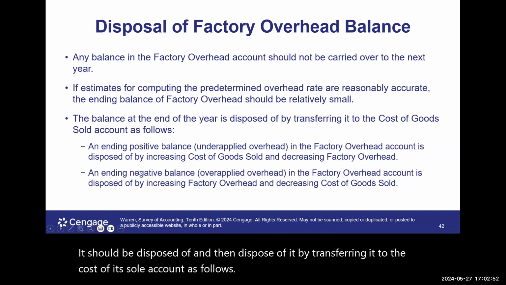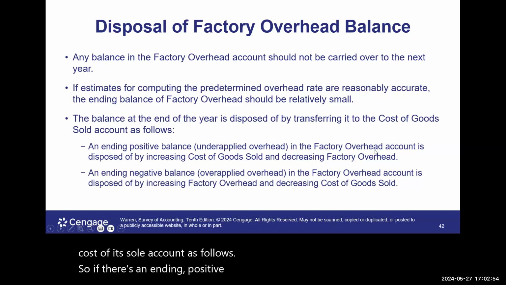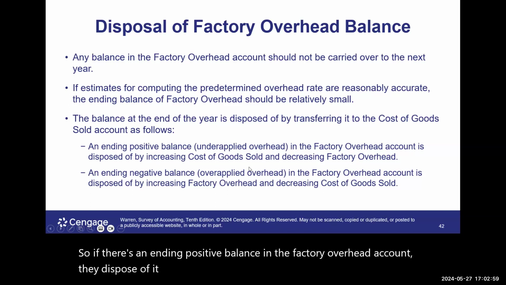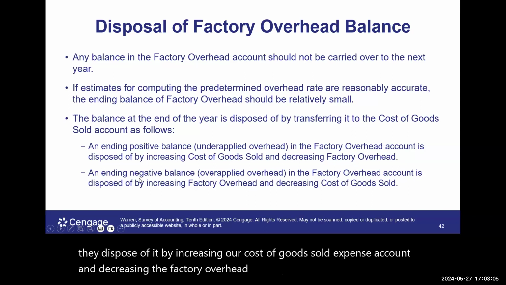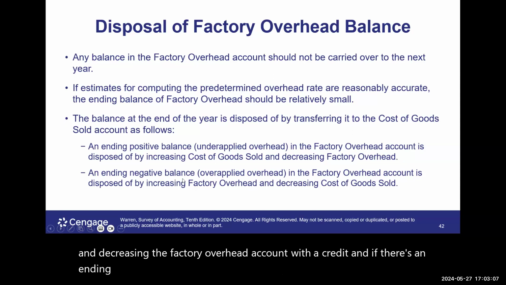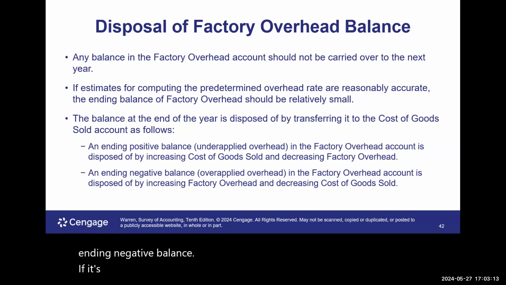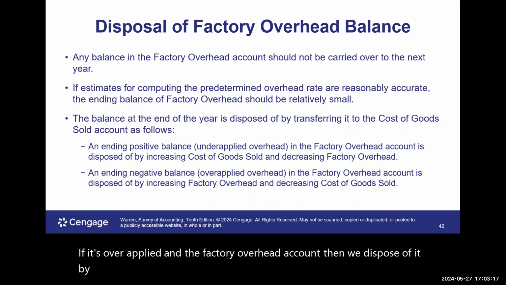So if there's an ending positive balance in the factory overhead account, we dispose of it by increasing our cost of goods sold expense account and decreasing the factory overhead account with a credit. And if there's an ending negative balance, if it's over applied in the factory overhead account, then we dispose of it by increasing factory overhead with a debit and decreasing our cost of goods sold with a credit.